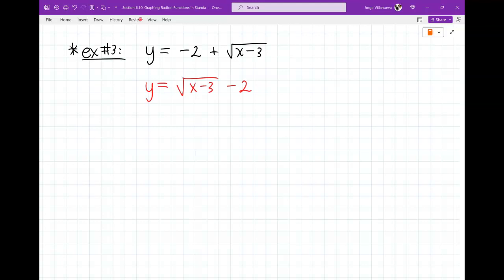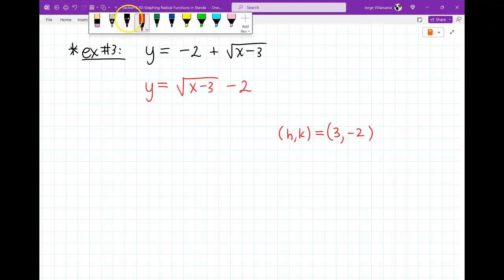Now, let me just write my H, K, then I'll put my graph there. So H, K is what? 3, -2. Remember, it's always the opposite of what you see inside, right? So it's a +3, and then your K value is a -2. So let me go ahead and draw a grid.